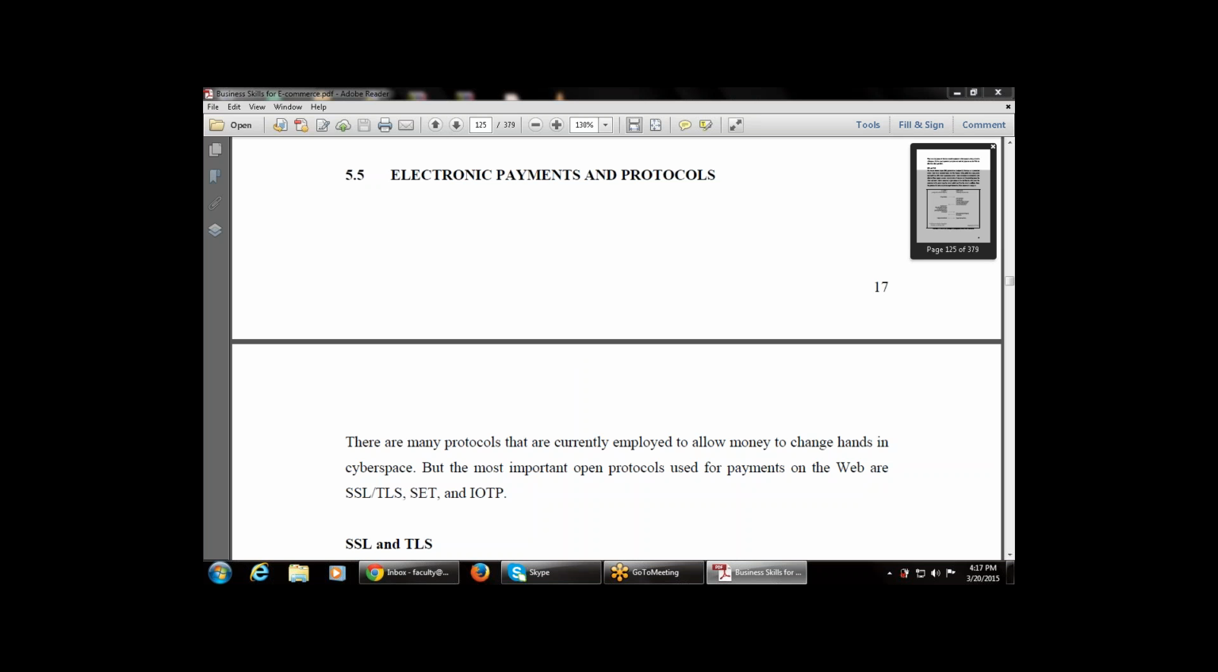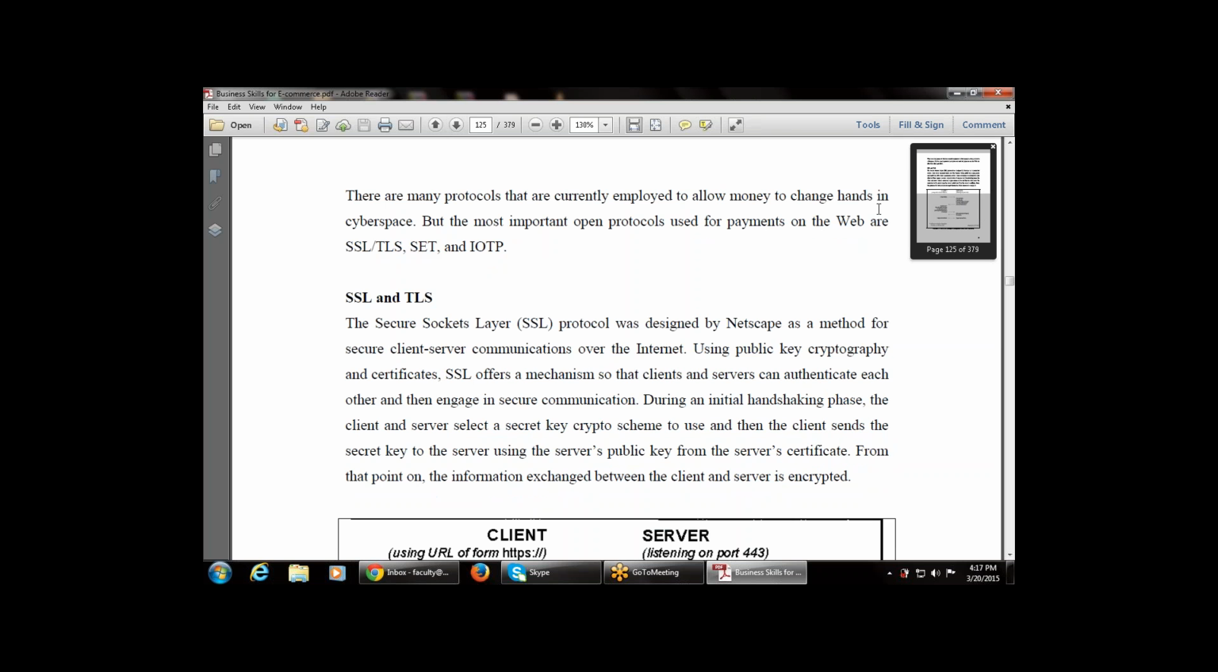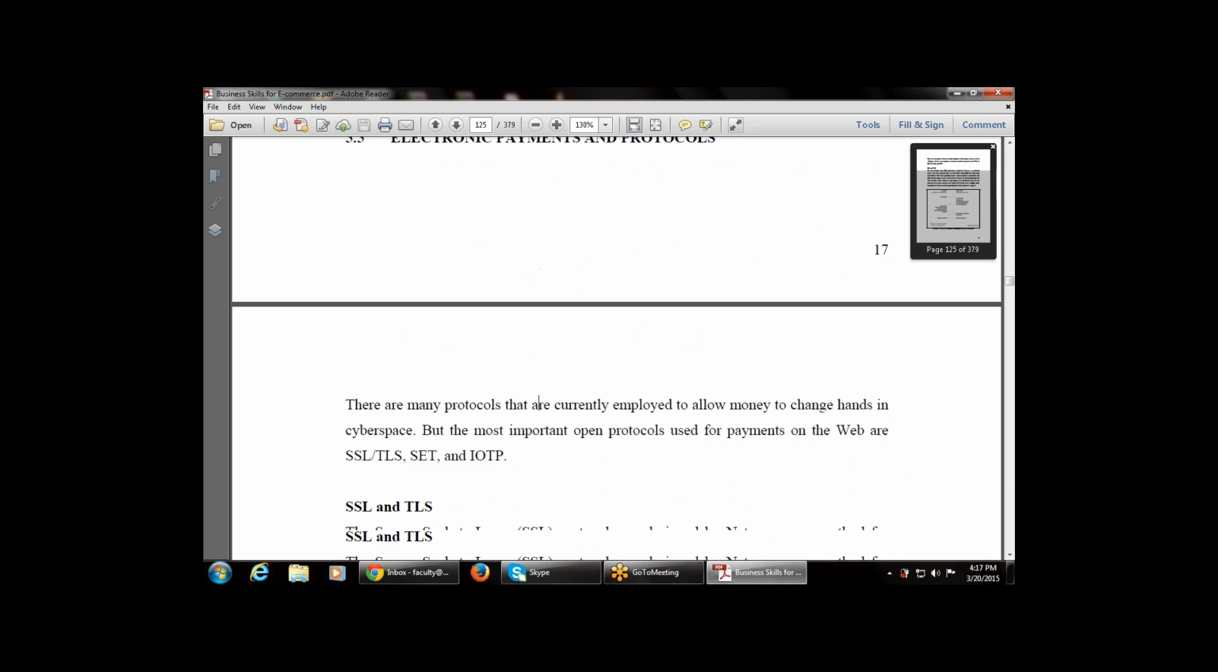In Friday's class we discussed the e-payment protocols. So let's take a quick review. In the last class we took the topic of e-payments and the protocols, that is, what is electronic payment and what are the protocols used in e-payments. There are so many protocols currently employed to allow money to change hands in cyberspace, to exchange money among individuals and among different parties.